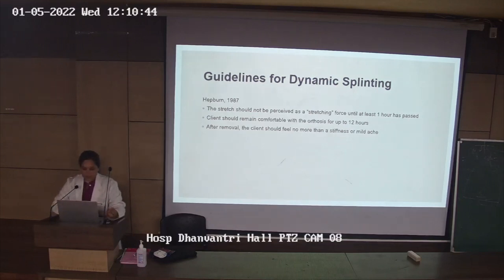After removal, the client should feel no more than a stiffness or mild ache, and we always have to ask the patient to look for any kind of redness or skin breakdown when he has removed the orthosis. If redness, skin breakdown, stiffness or excessive pain is there, that means the orthosis is not made properly and we have to redesign it.